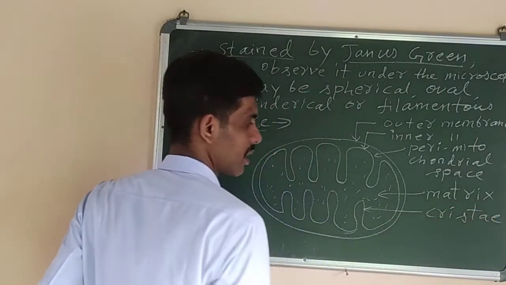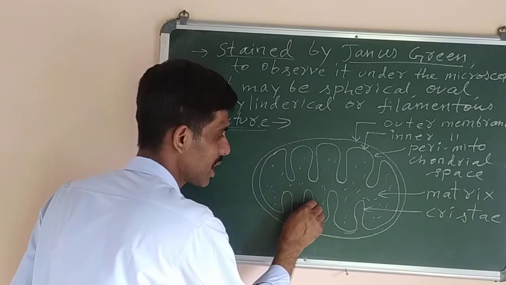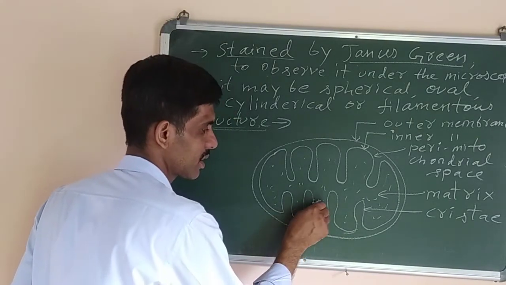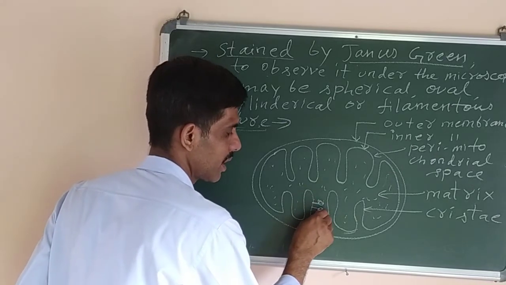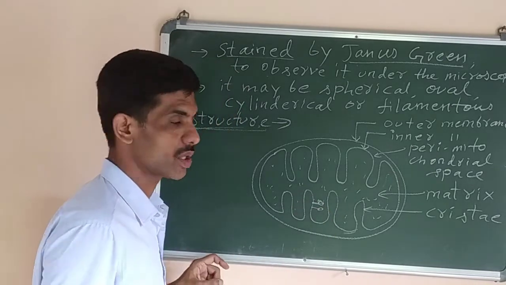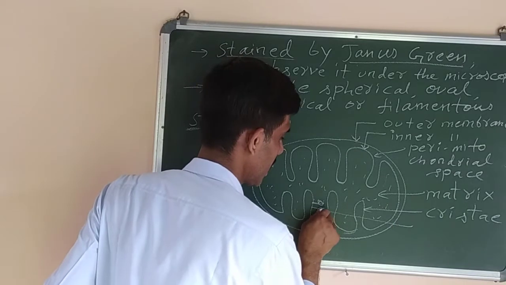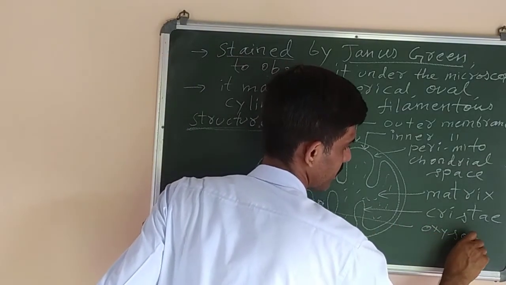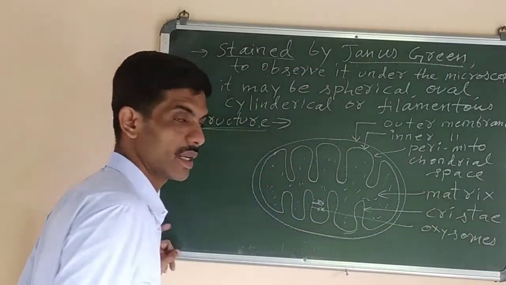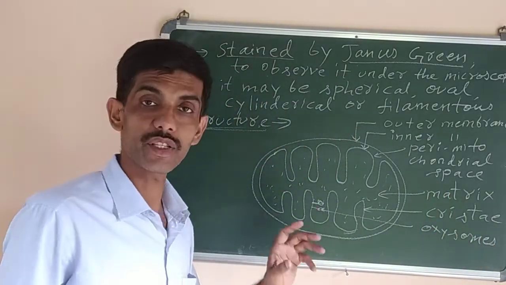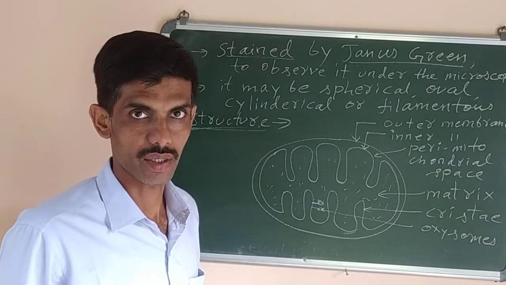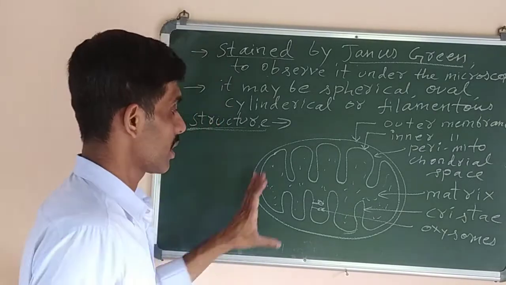C-R-I-S-T-A-E. And on the surface of this inner membrane or cristae, many stalk-like structures, oxysomes, are present. So this one is oxysomes with a head and a stalk. They are called oxysomes. Alright? It contains different types of enzymes and is where cellular respiration occurs. Alright? You can see the diagram.